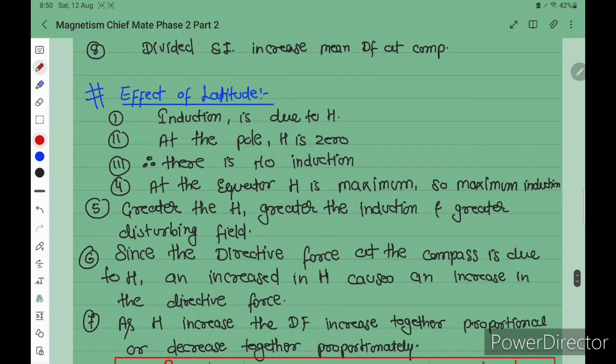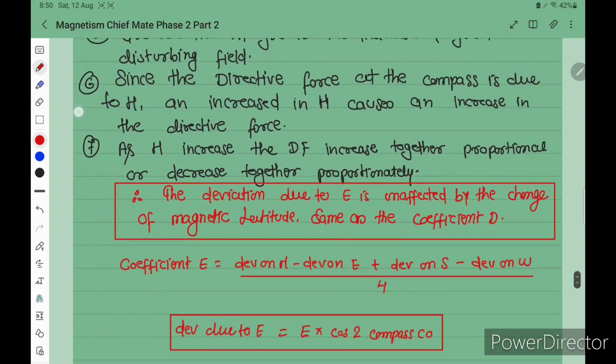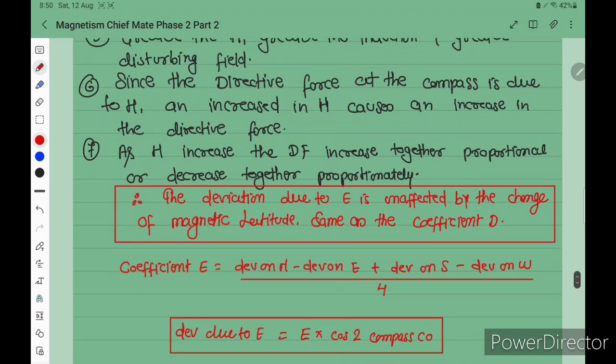Effect of latitude: there is no effect. Induction is due to H. At the pole, H is 0, therefore there is no induction. At the equator, H is maximum, so maximum induction. The greater the H, the greater the induction, and the greater the disturbing field. Since the directive force at the compass is due to H, an increase in H causes an increase in the directive force. As H increases, the DF increases proportionally, or decreases together proportionally.